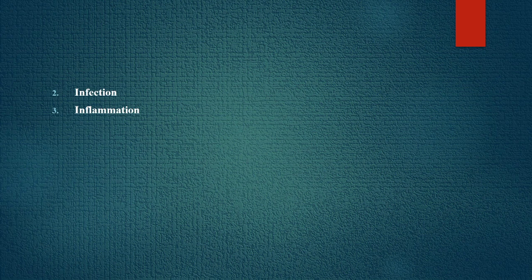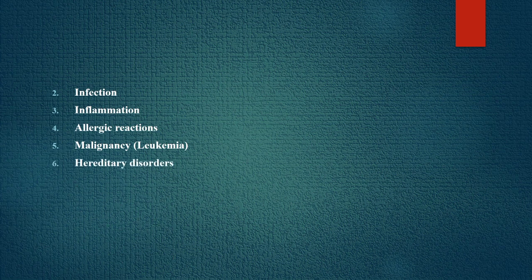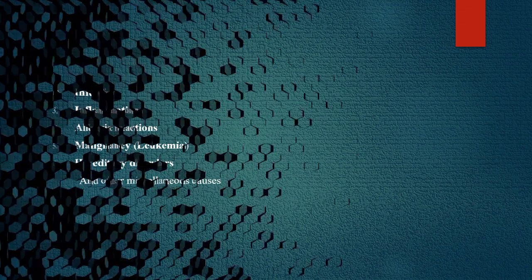Other causes, we have inflammation. This can also trigger an increase in the white blood cell count as a result of the inflammatory cascade. Then we do have other causes such as allergic reactions. These can also trigger an increase in the white blood cell count. Other causes, we have malignancy, as in leukemia. This increases the number of immature cells in the blood system. Sometimes it could also be just a hereditary condition or any other miscellaneous causes.